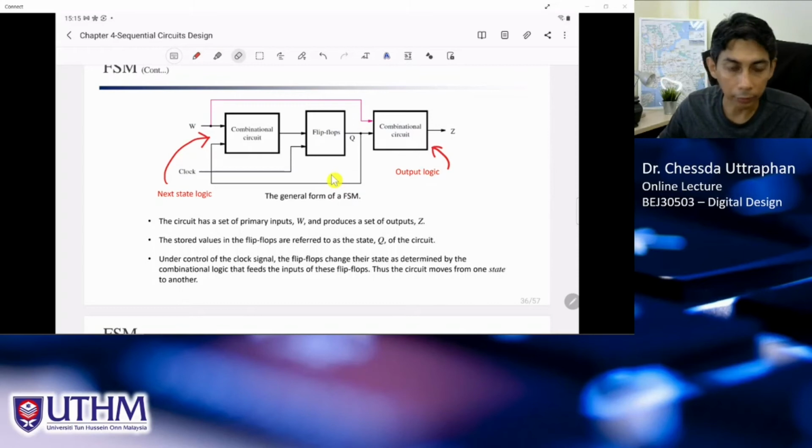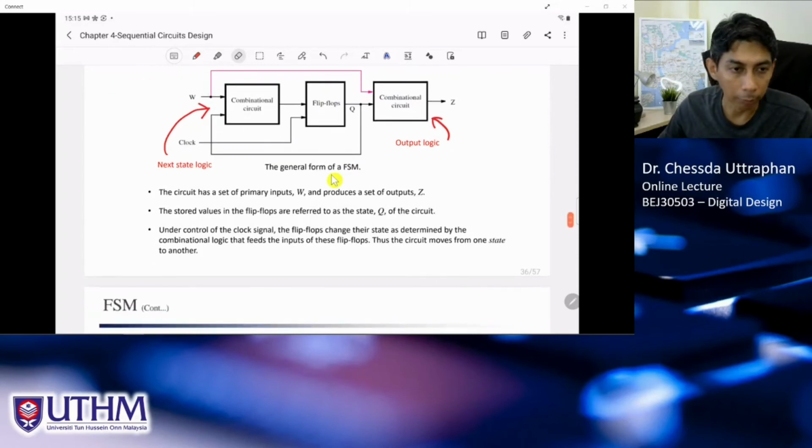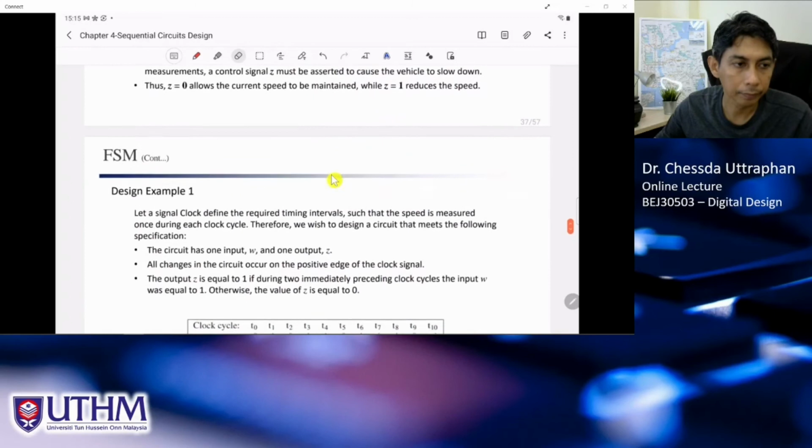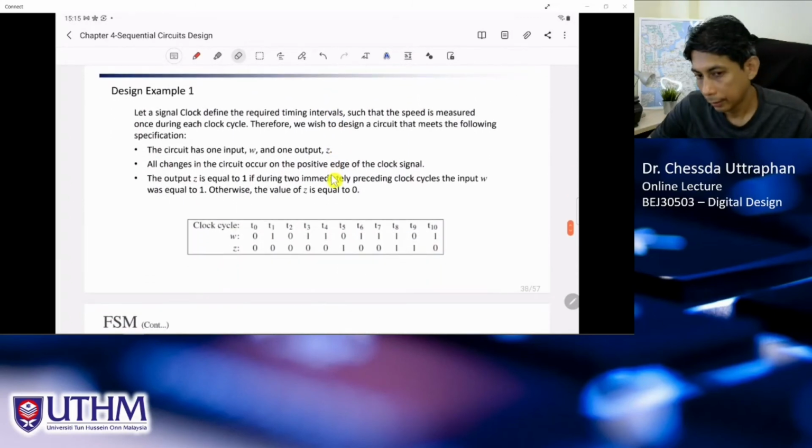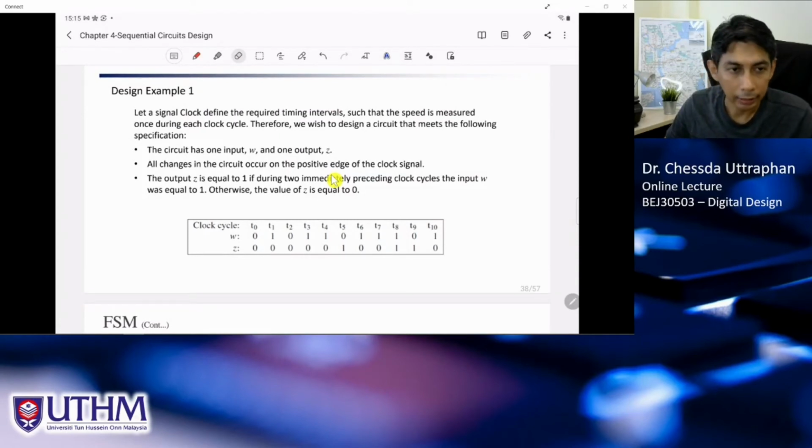Now let's look at the first one, which is the Moore type state machine. To understand better what a Moore type state machine is, the best way is to use this example to explain how to design this Moore type finite state machine and how it works.